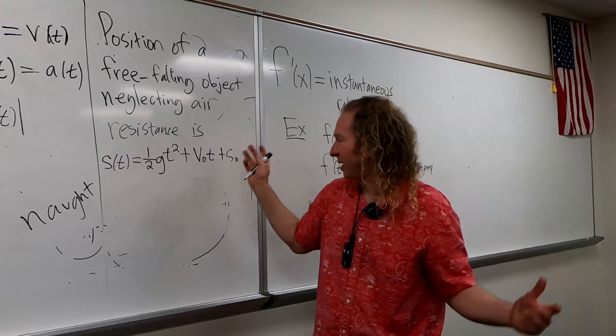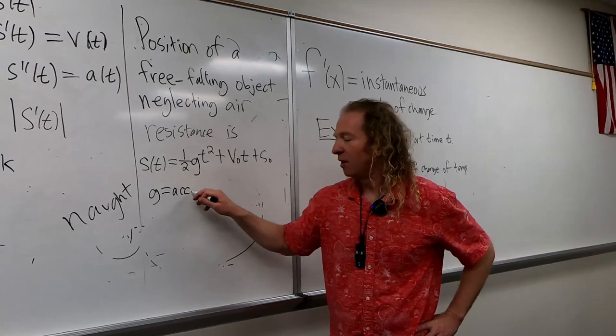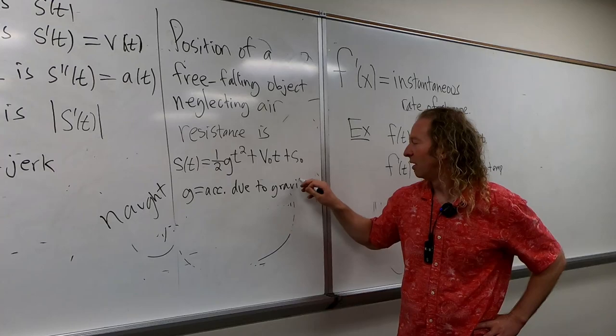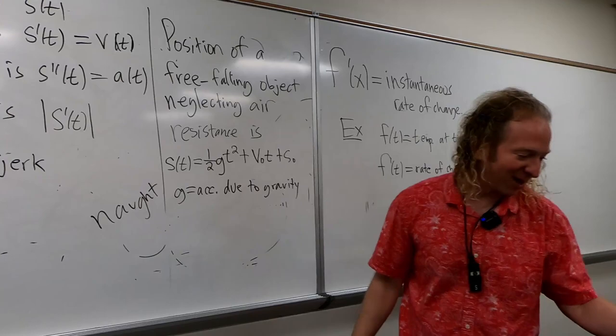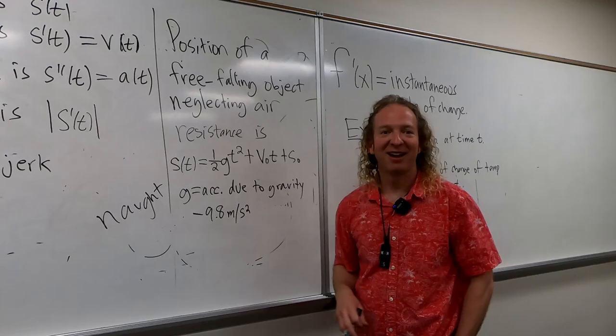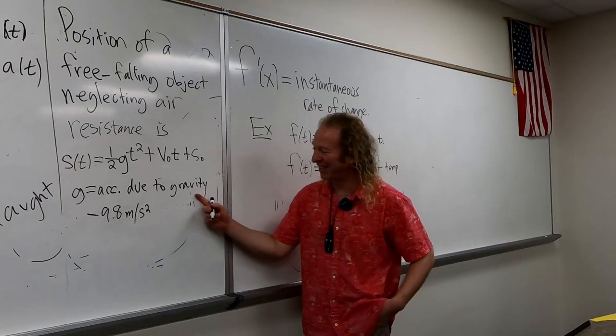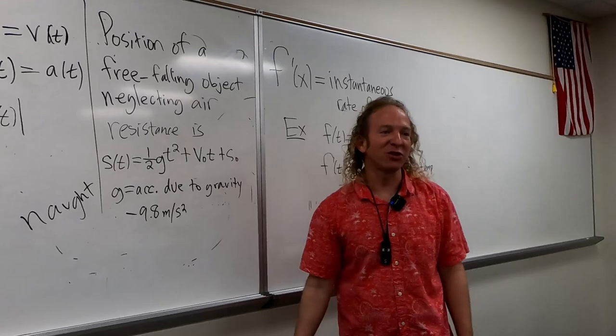What else? g is the acceleration due to gravity. Anyone know what that is? 9.81 meters per second squared. I believe it's 9.8132, like the first five digits. That's the acceleration due to gravity. So gravity is pulling us down, right? That's why we're not floating. Unfortunately, or fortunately.